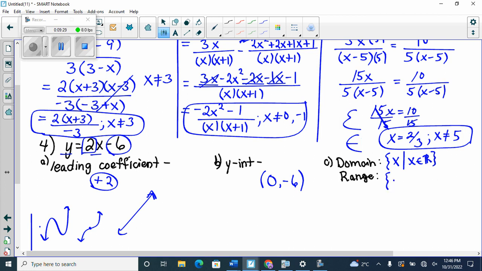Range, same thing. The set of y values such that y is an element of the reals. And it would benefit you to say it correctly, to say what I'm saying as you go along, because then you won't forget things. The set of y values such that y is an element of the reals.